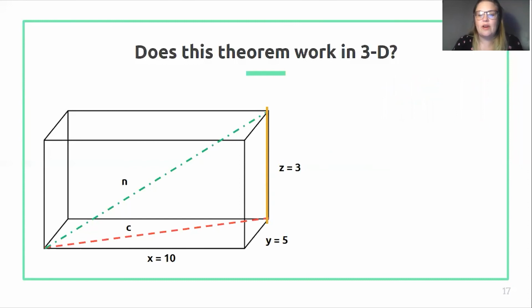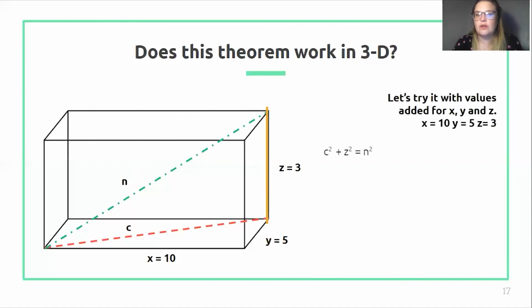So if we have the front of our rectangular prism measuring x at 10 units, and the side measuring y at 5 units, and then z being 3 units tall, we can substitute those into our equation. So we know our Pythagorean theorem for this triangle that we're trying to solve for n is c squared plus z squared equals n squared. We know that c squared is equal to x squared plus y squared. And then we're also going to add z squared because that's our other leg. So we can substitute in our values there.